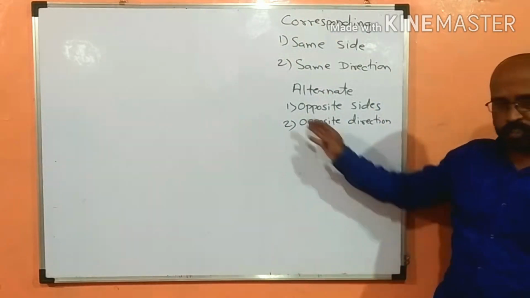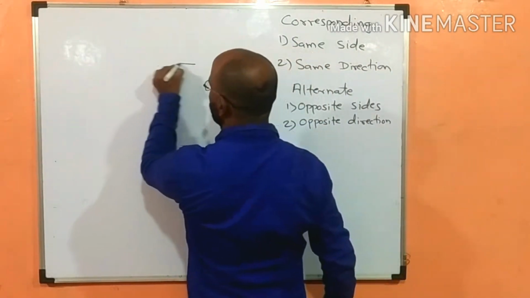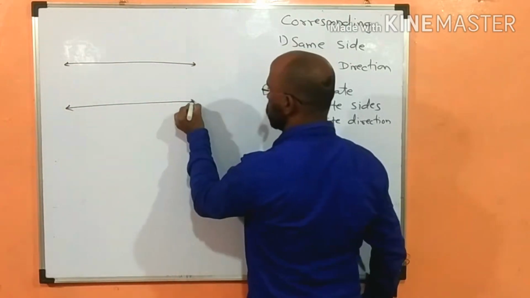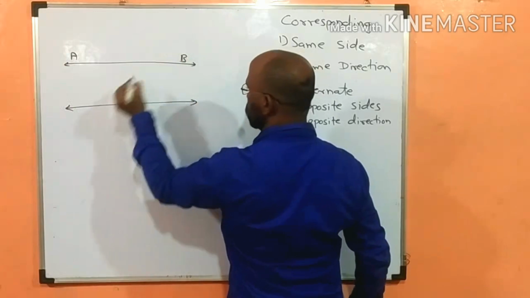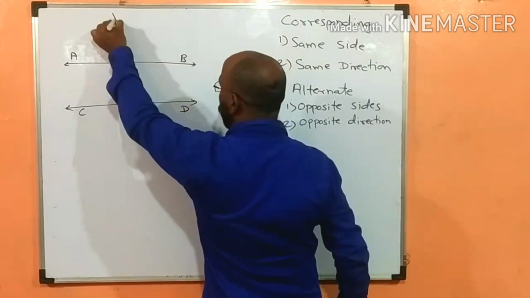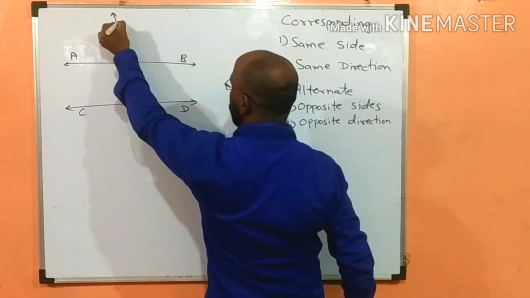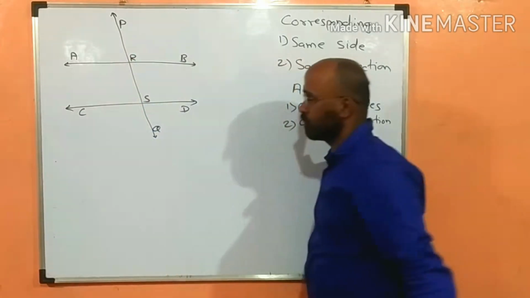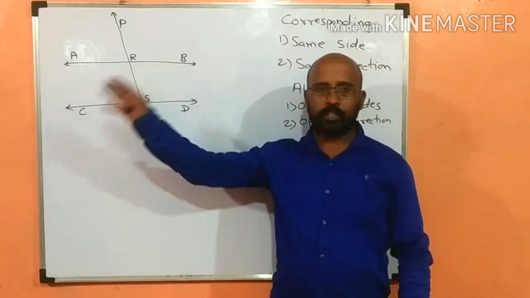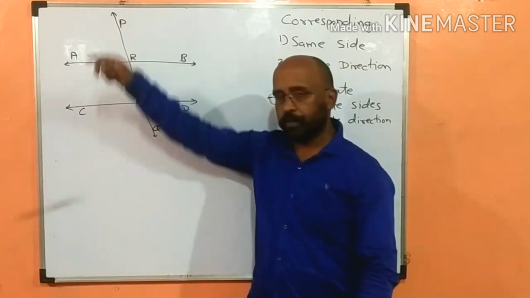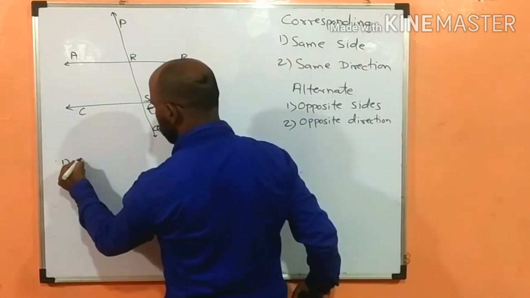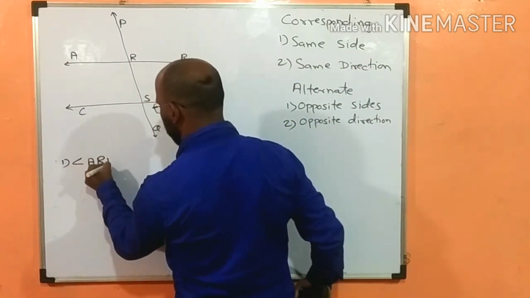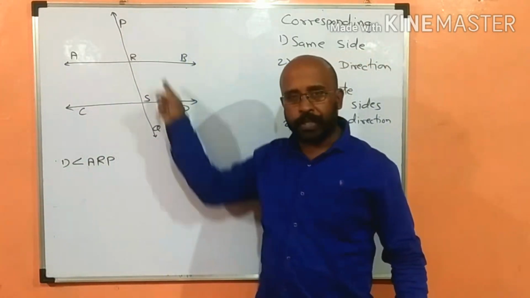Now let us see the description of this. Suppose there are two lines, line AB and line CD. One transversal is intersecting these two lines. The transversal is PQ, intersecting at points R and S. Now we have to find out alternate angles of the given angles. Let's first write angle ARP. Students, the transversal is PQ.